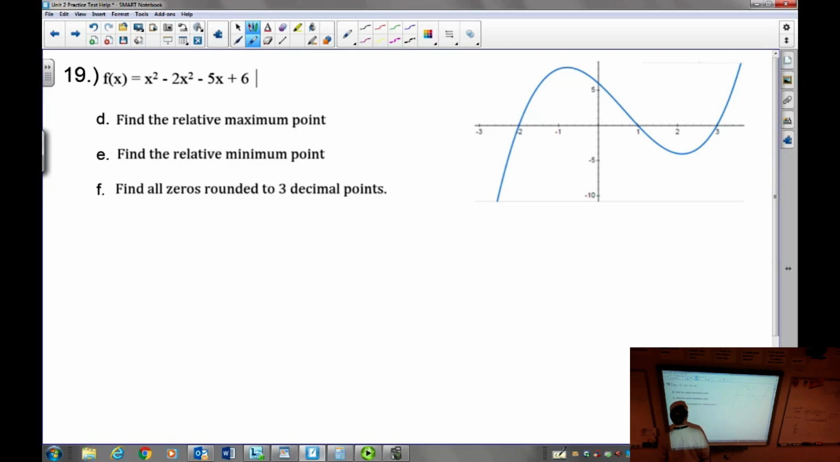Talking about the relative maximum, minimum. Find all zeros rounded to 3 decimal places. Ooh, that's interesting. Okay, so that means they want us to use our calculator, it sounds like, huh?